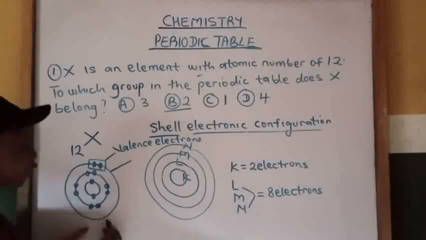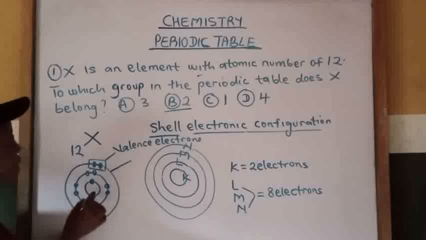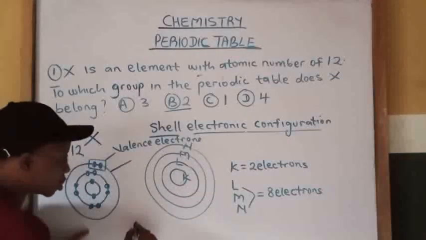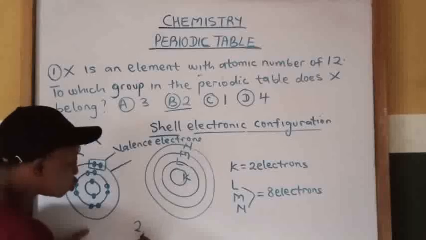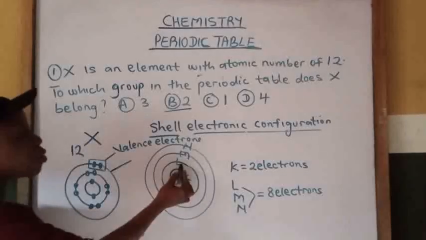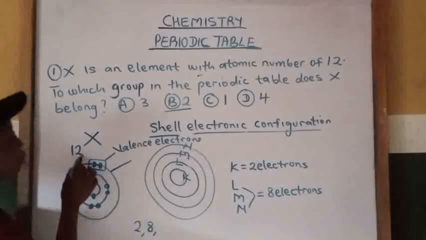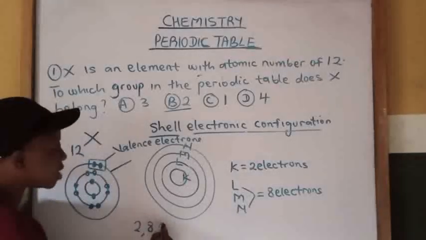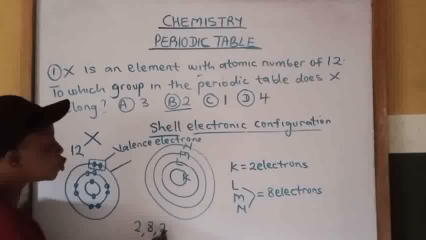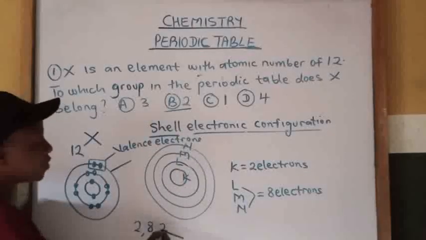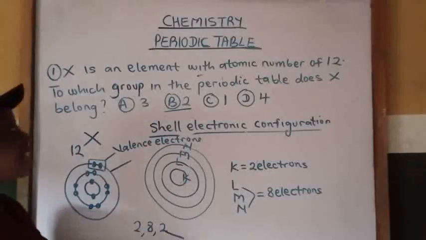Instead of drawing this electronic shell, you can do it in this form. The first shell carries a maximum of 2 electrons, so you write 2, comma. Then the second shell carries 8 electrons, then comma 8. Out of 12 electrons, the last shell will carry 2. So it has 2 valence electrons, so it belongs to group 2. The valence electron number is the group to which an element belongs.